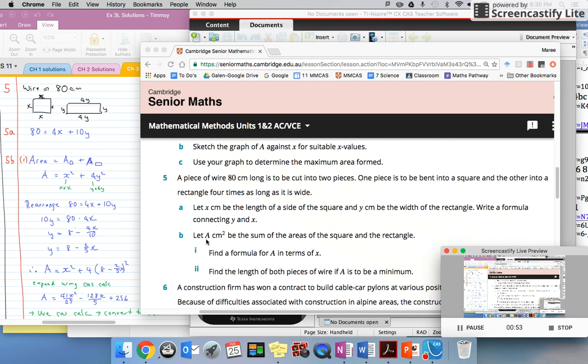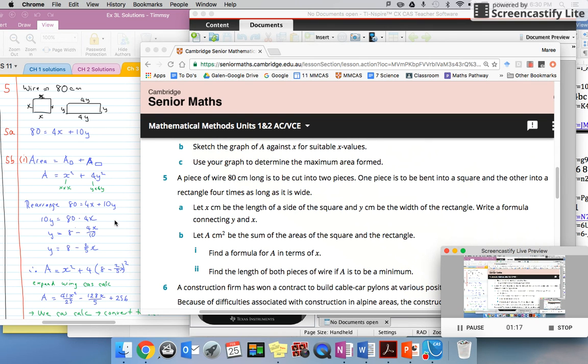Now, we want the area to be the sum of the areas of the square and the rectangle. Find the formula for A in terms of x. So my area is going to be the sum of these two areas. The area of the square is x times x, which gives me x squared. The area of the rectangle is length by width, which is 4y times y, gives me 4y squared.